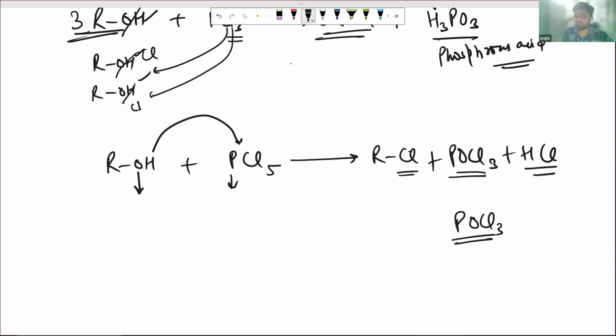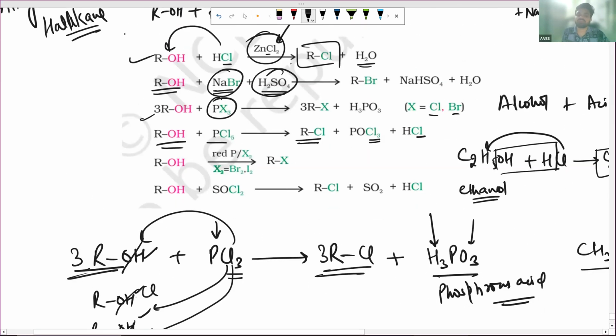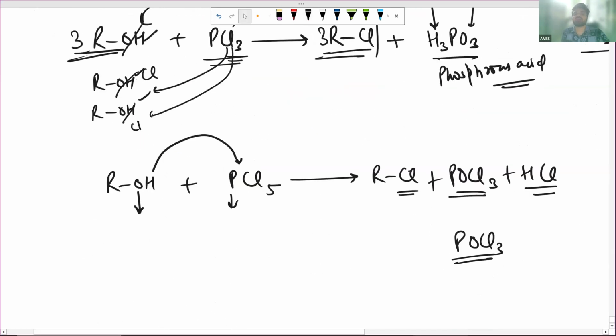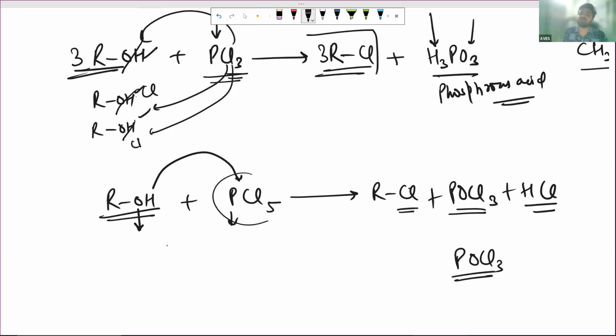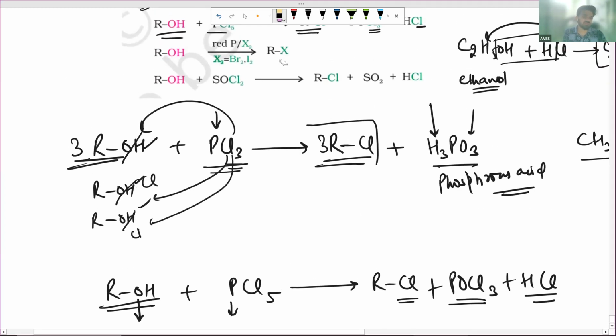So what is the benefit of this one? With PCl3, 3 molecules of alcohol react with only 1 molecule of PCl3, so that reaction is good, because one molecule of PCl3 is reacting with three molecules of alcohol to give 3 RCl. But with PCl5, only one molecule of alcohol reacts with one molecule of PCl5. Okay, you understood?